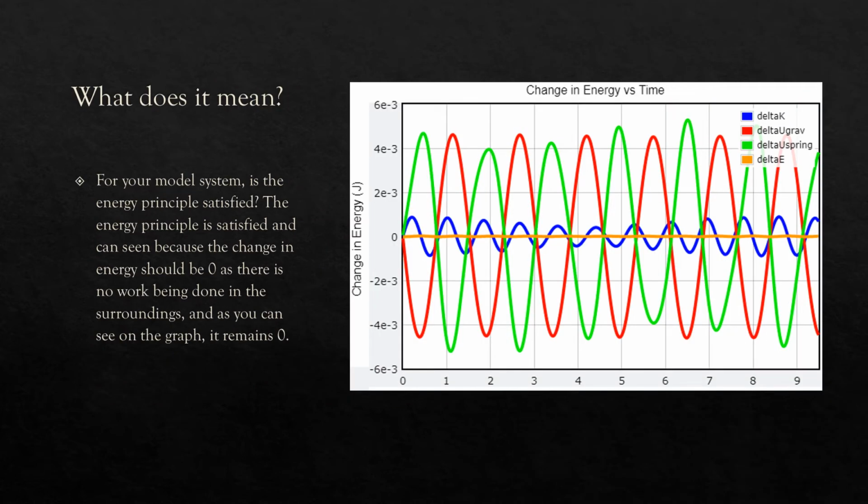What does it mean? For your model system, is the energy principle satisfied? The energy principle is satisfied and can be seen because the change in energy should be zero, as there is no work being done in the surroundings. And as you can see on the graph, it remains at zero for the whole duration of the program.